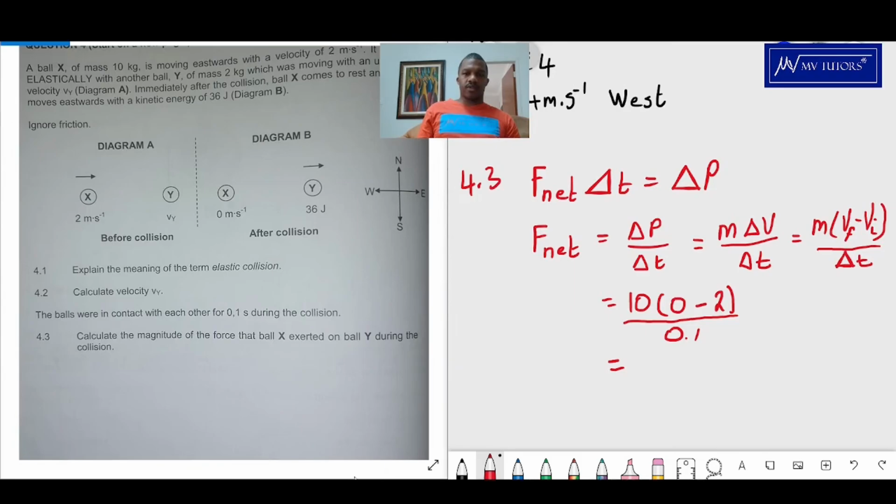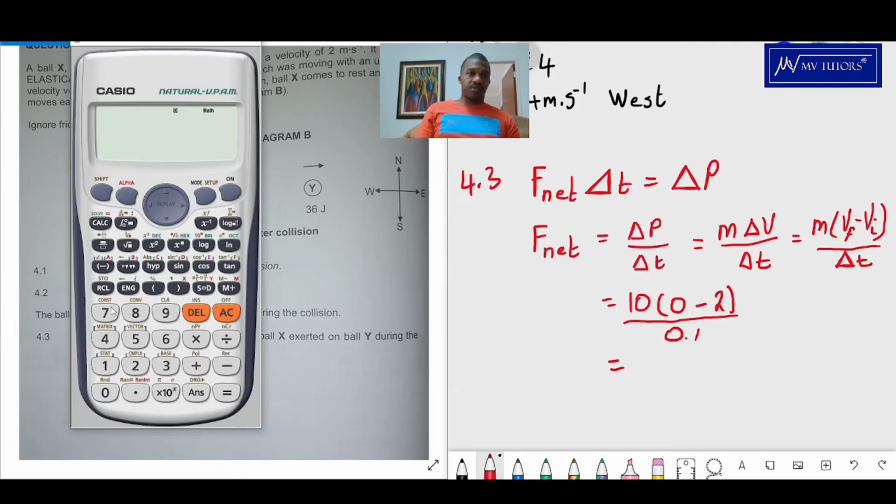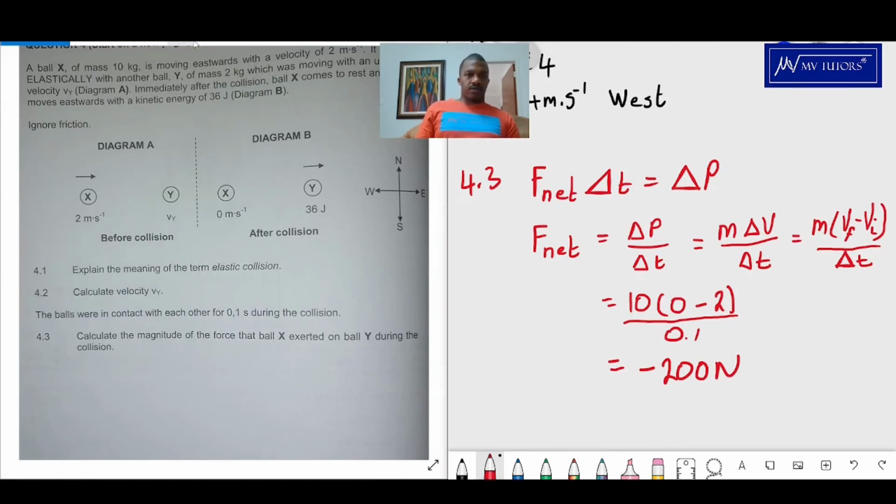Okay, so we'll need a calculator for this one. I'll put it exactly as it is. So I'll put 10 times 0 minus 2, close that bracket, come down here, I'll put 0.1, and I get minus 200. Minus 200 newtons. That's the magnitude of force that ball X exerts on ball Y. Okay. Yeah, let's leave it at that. F net is that. Okay, that's it.